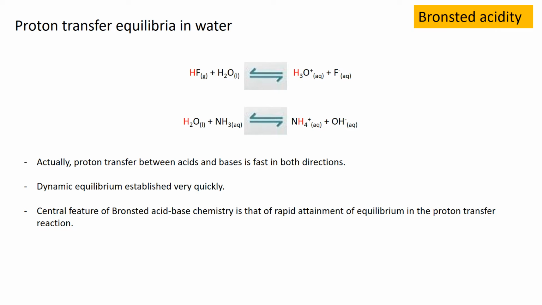Now these are all equilibria that are established. So there is an equilibrium established between the concentrations of the Bronsted acid and the Bronsted base when you dissolve these things in water. And the attainment of that equilibrium is very rapid in water.